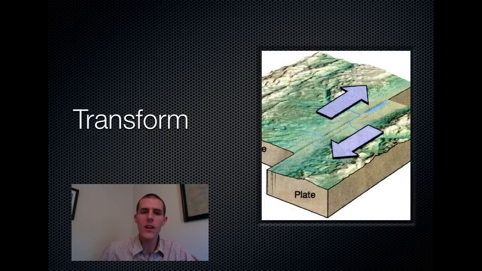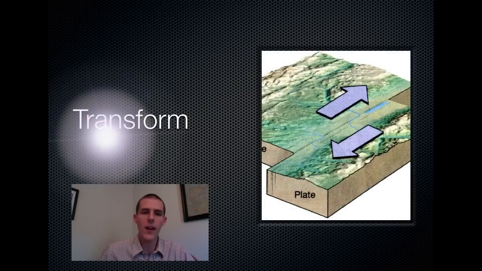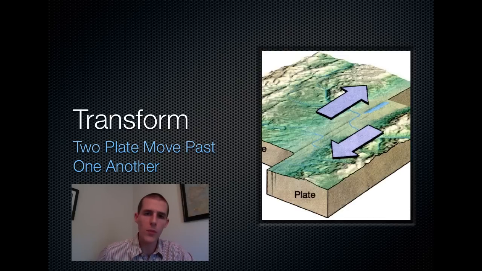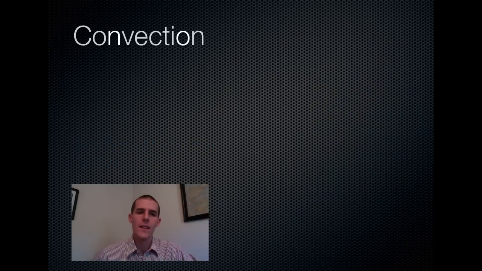Your last boundary, which I'm not even going to draw on because it's got big old fat arrows on it, is called a transform plate boundary. In a transform plate boundary, the two plates just move past one another. Nobody goes under, nobody goes over. They just kind of slide to and fro. Now, let's get into why the plates actually move.